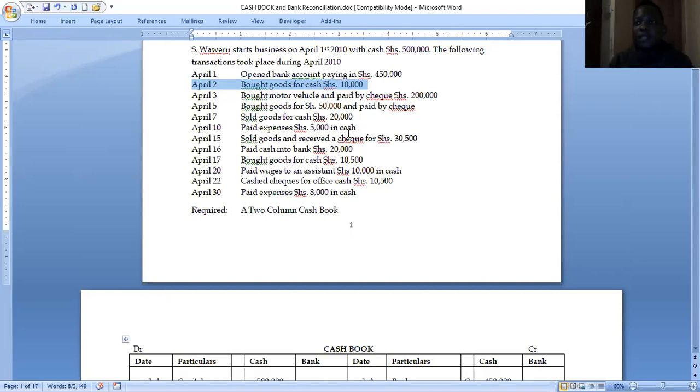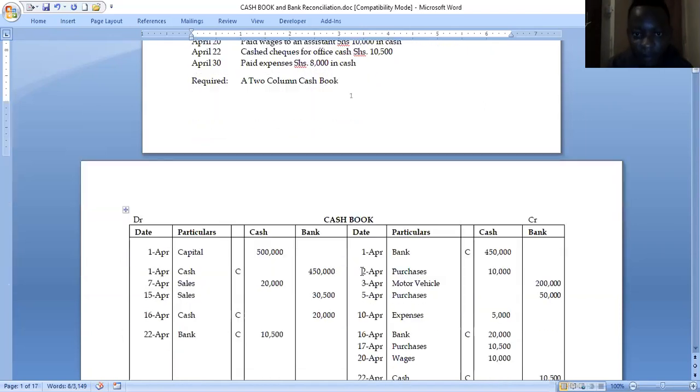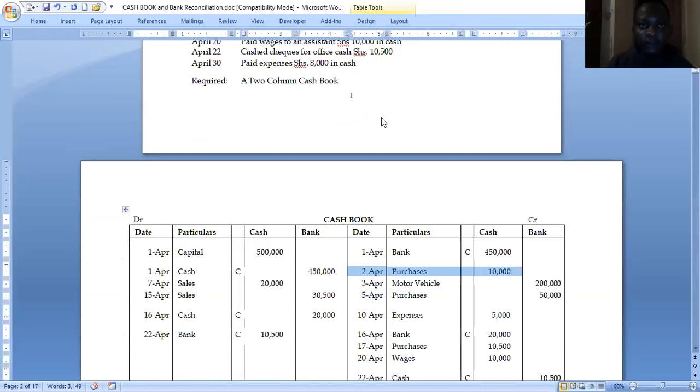So purchases being an expense, whenever an expense is increasing, you're supposed to debit. And for cash being an asset, whenever an asset is going down, you're supposed to credit. So therefore, debit purchases and then credit cash. In our question, you're only required to have entries in the cash book. So we keep in our mind that we're also supposed to record in the purchases account. So in our cash book, we're supposed to credit cash 10,000 shillings. So we have it there: April 2nd, 2010, purchases in the cash column, 10,000 shillings.